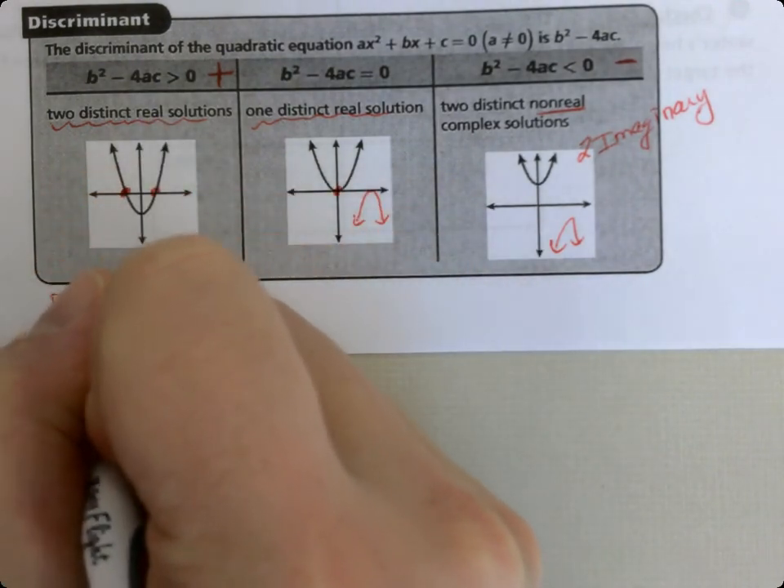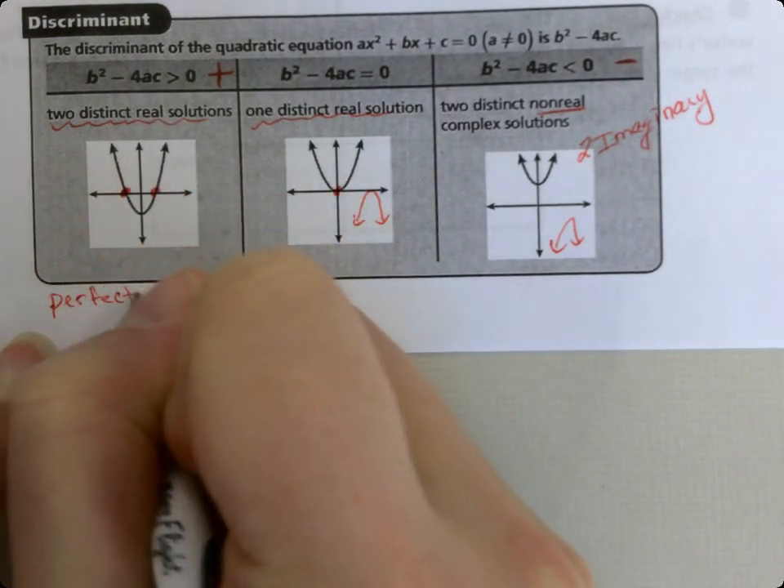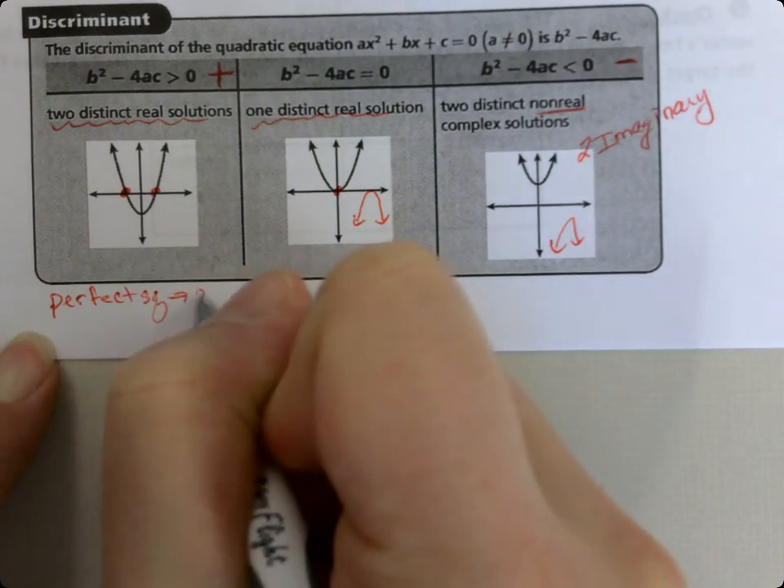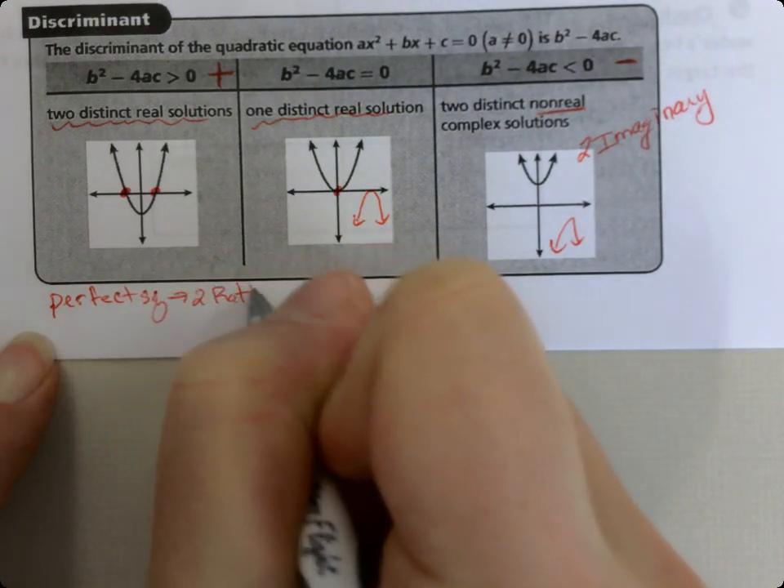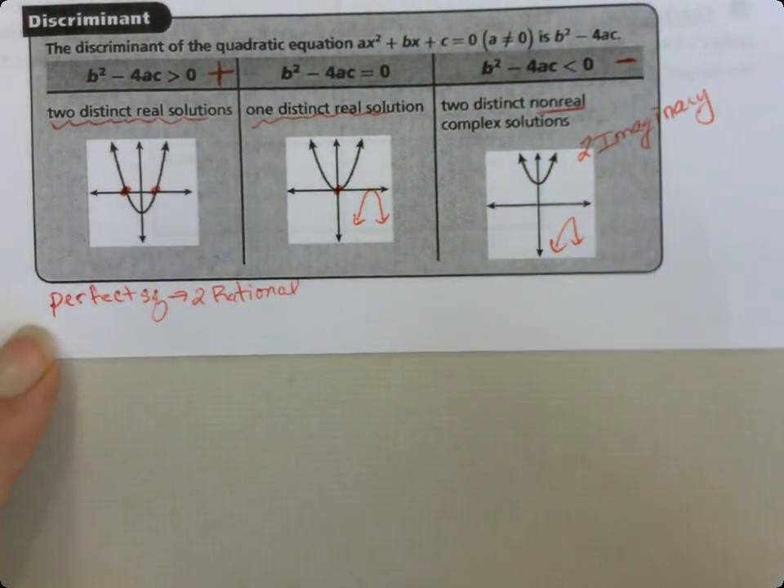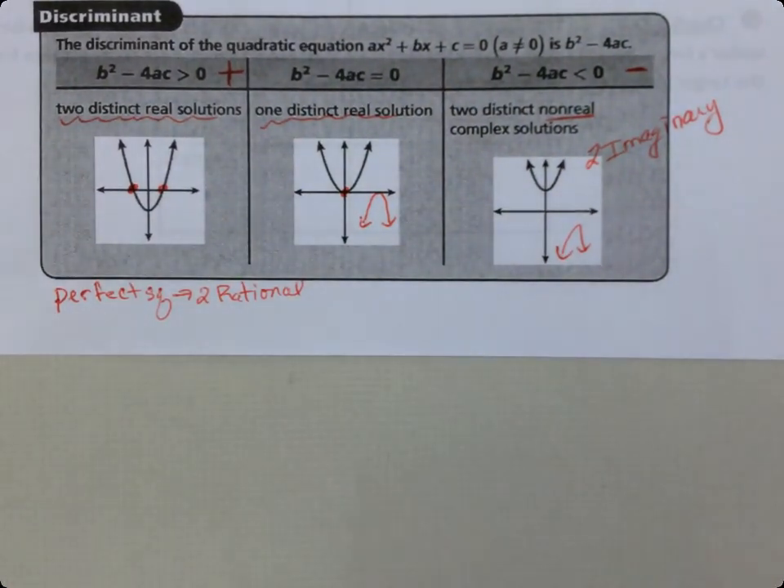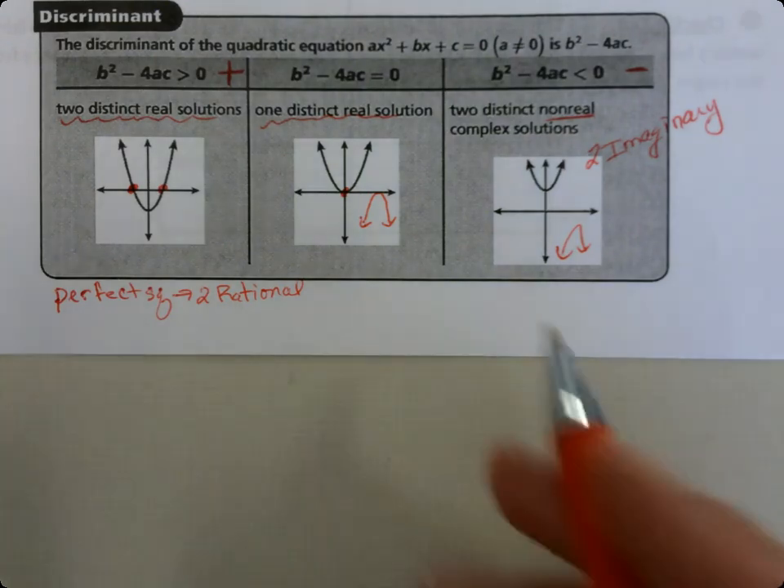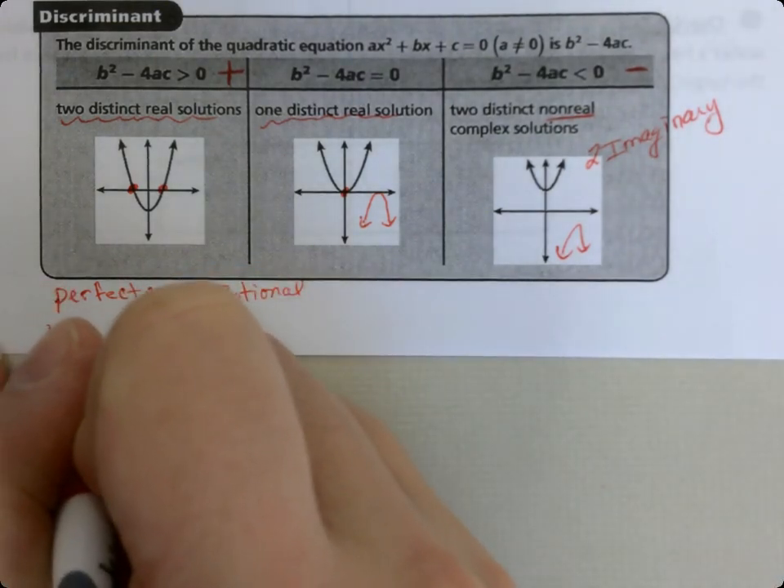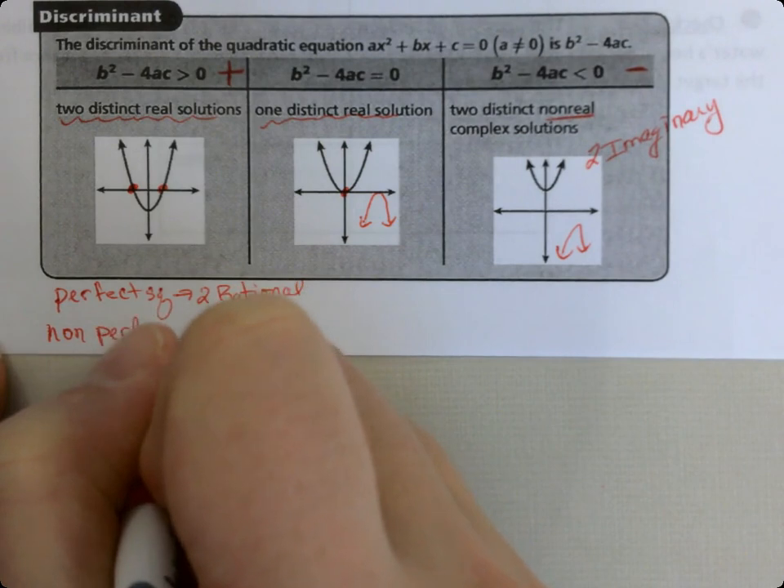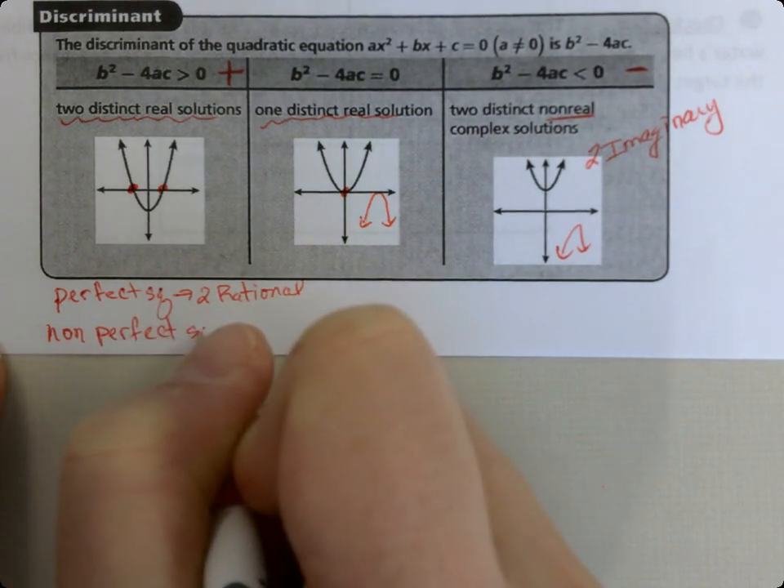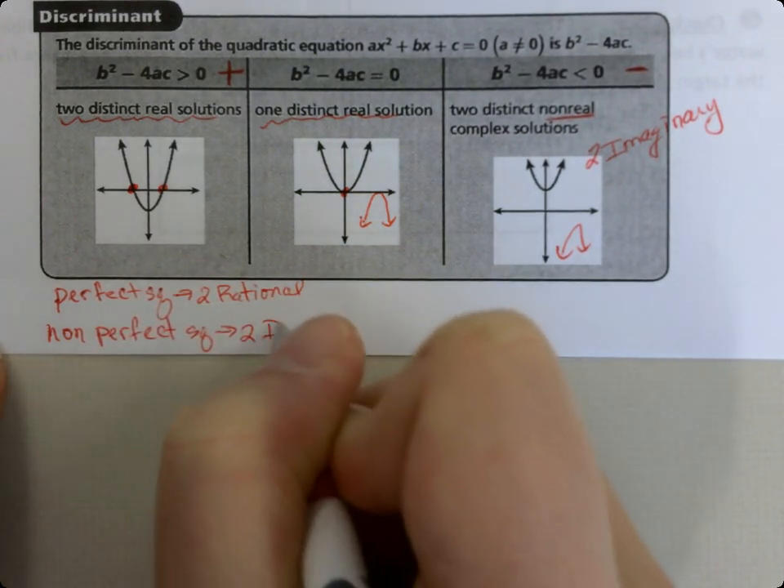If I have a perfect square, I will have two rational solutions. As in, if I take the square root of 49, I get positive and negative 7, right? I take the square root of 100, I get positive and negative 10. So I will have fractions or decimals, but they will be rational numbers. If it's not a perfect square, I will get two irrational solutions.